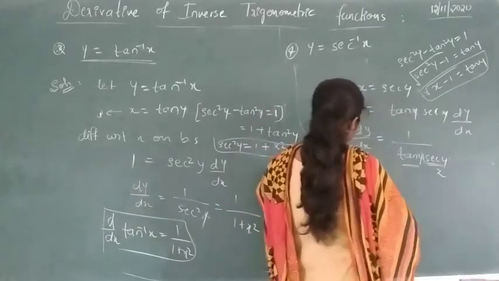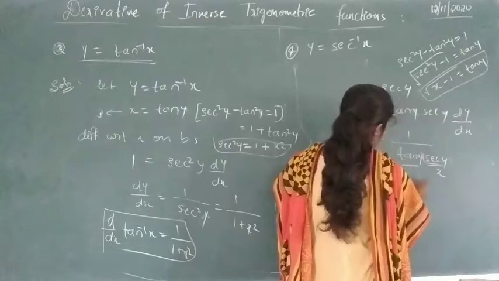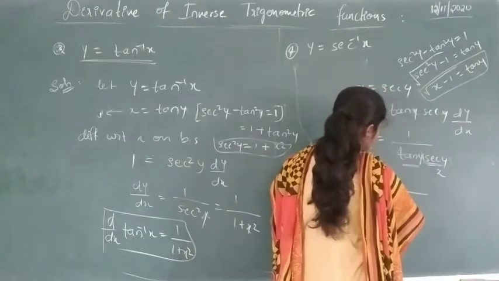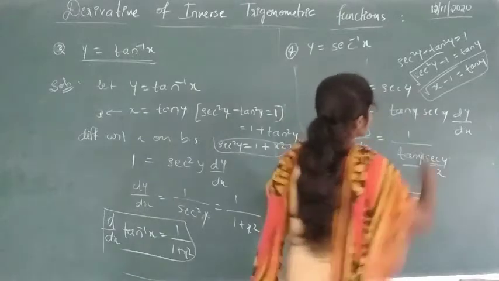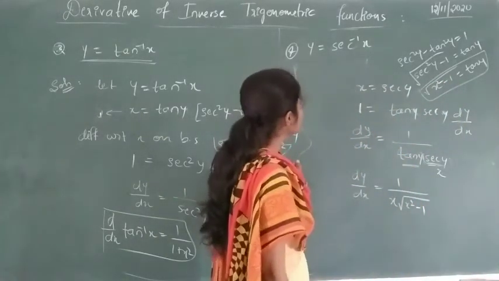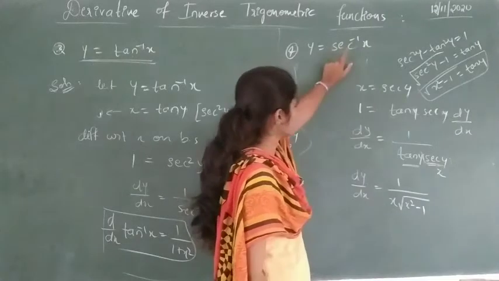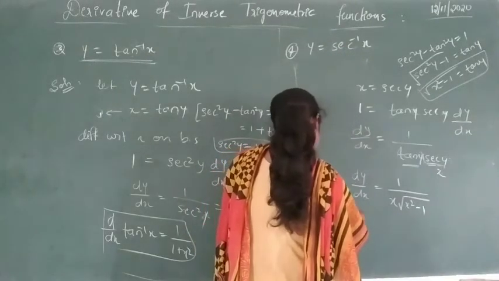So dy by dx is equal to 1 divided by secant y, which is x, into square root of x square minus 1. That will be the derivative of secant inverse x. So what is the derivative of secant inverse x?